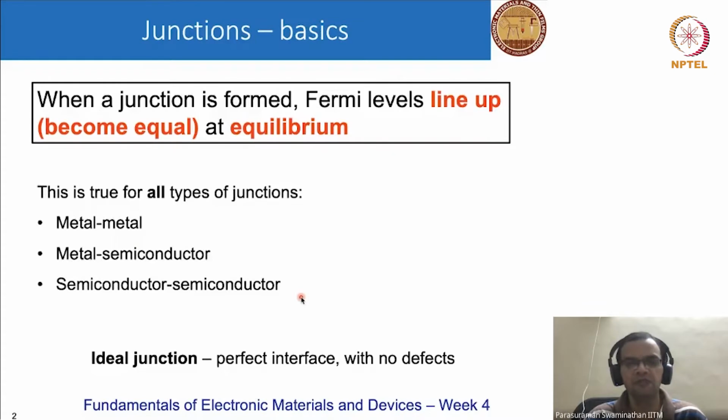semiconductor-semiconductor junctions. In this week, our focus would be on the first two, and we will start briefly to look at semiconductor junctions at equilibrium. We'll also only look at ideal junctions. So these are junctions which have a perfect interface with absolutely no defects. In practice, this is not completely true, but we will use the ideal junction for us to understand the physics behind how semiconductor devices work.